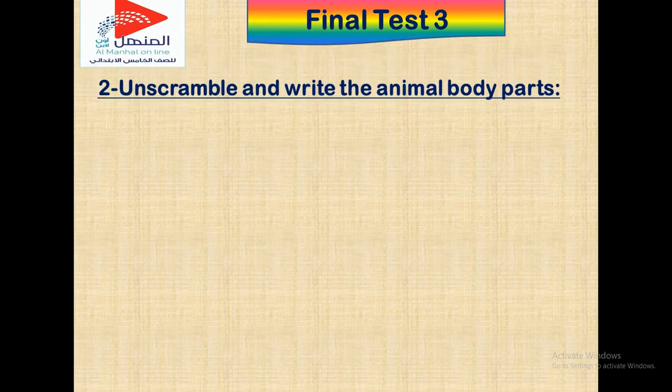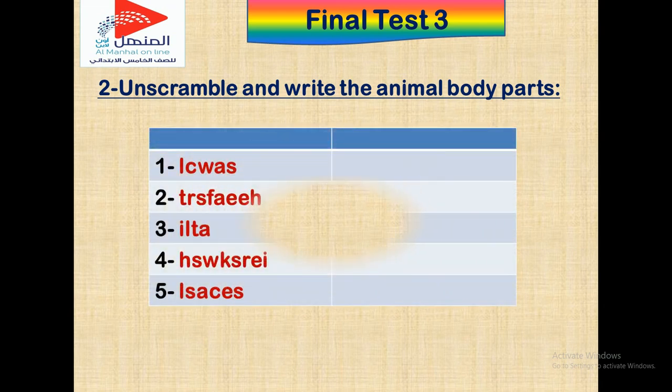Unscramble and write the animal body parts. Here you have five words, but the letters of the words are mixed up. You have to rearrange or unscramble or put the letters of the word in the correct order to make a meaningful word which is going to be a part of the animal's body. All right? I give you 1 minute and then come back to you until you figure them out.